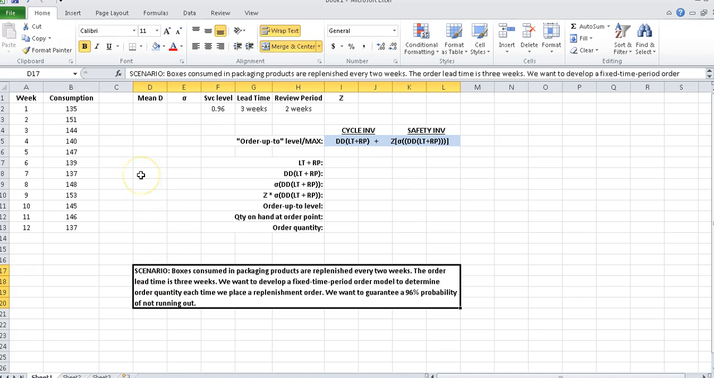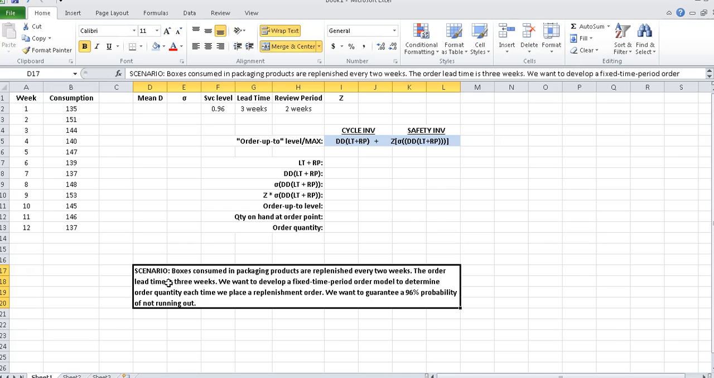So here's our scenario. We have a box. This box is consumed in packaging and shipping our products, and we replenish this box every 2 weeks. So we place an order from the supplier every other week. This is a fairly typical scenario for packaging materials. They're frequently managed on a periodic inventory model. So every 2 weeks we're going to place an order. The order lead time is 3 weeks. So from time of placement of order till the time it's received will be 3 weeks.